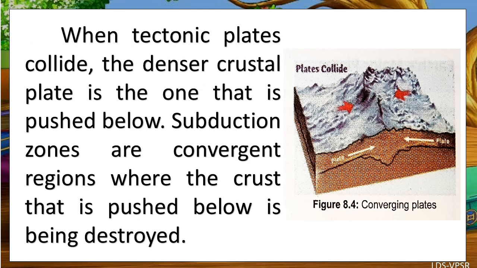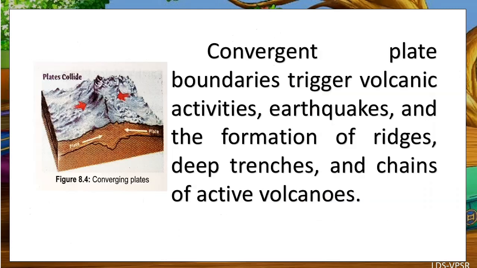When tectonic plates collide, the denser crustal plate is the one that is pushed below. Subduction zones are convergent regions where the crust that is pushed below is being destroyed. Convergent plate boundaries trigger volcanic activities, earthquakes, and the formation of ridges, deep trenches, and chains of active volcanoes.